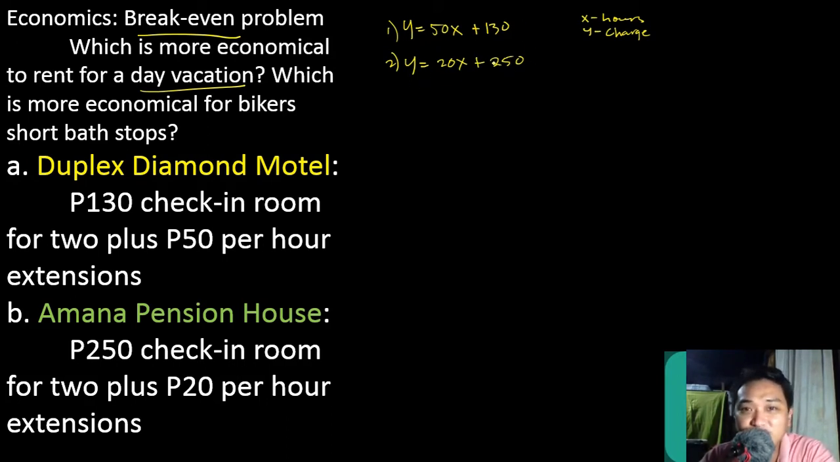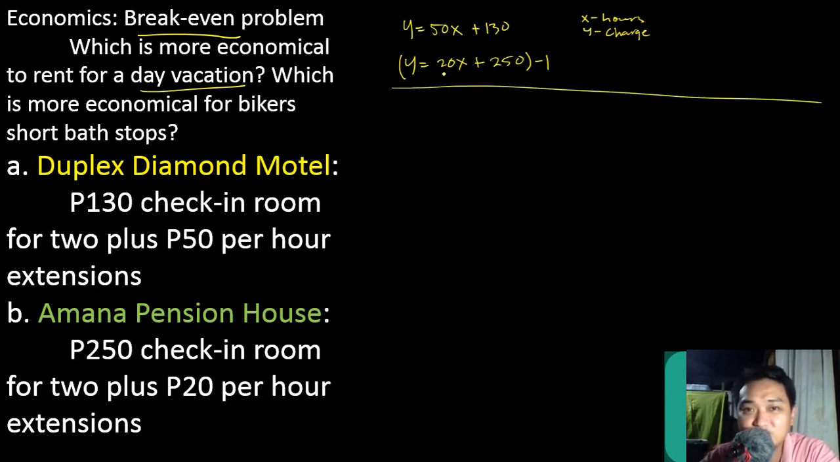So, we have y is equivalent to 50x plus 130 and y is equivalent to 20x plus 250. Pag nag-subtract po tayo, automatic, may maka-cancel tayo, no? Maka-cancel agad natin yung y. So, yung ginagawa nila is they multiply this by -1 and then they add.